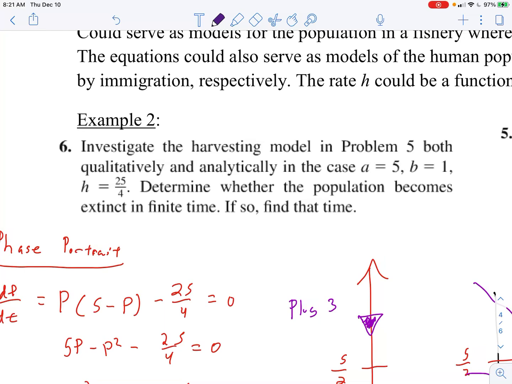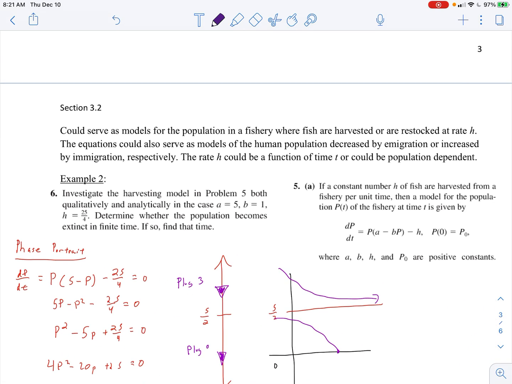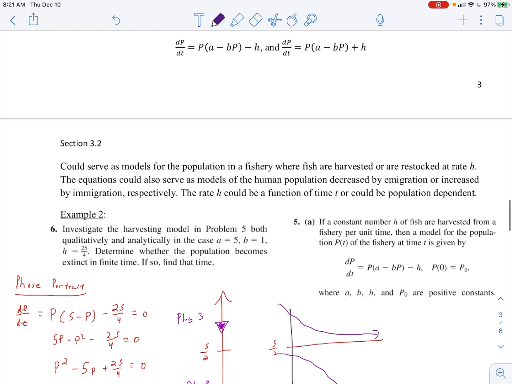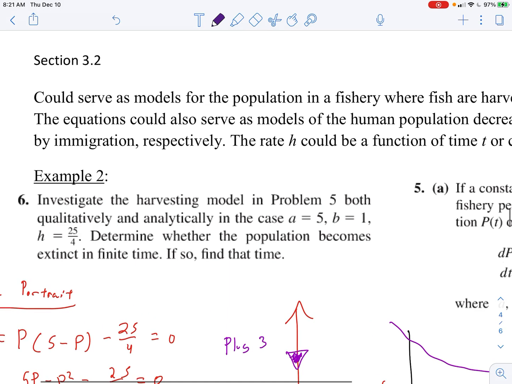Good morning and welcome to the last page of section 3.2, where we're still talking about the logistic equation, but here we've added in an h, either plus h or minus h, depending upon if we're adding to or subtracting from the population. So I'm going to go ahead and solve for example 2, which is question 6 in the text, based off of question 5.